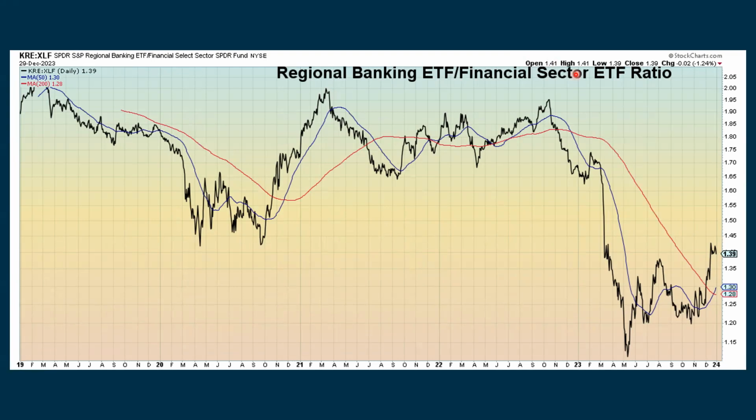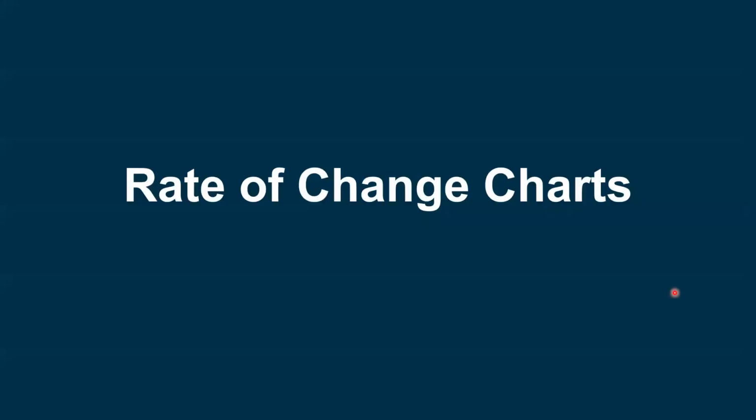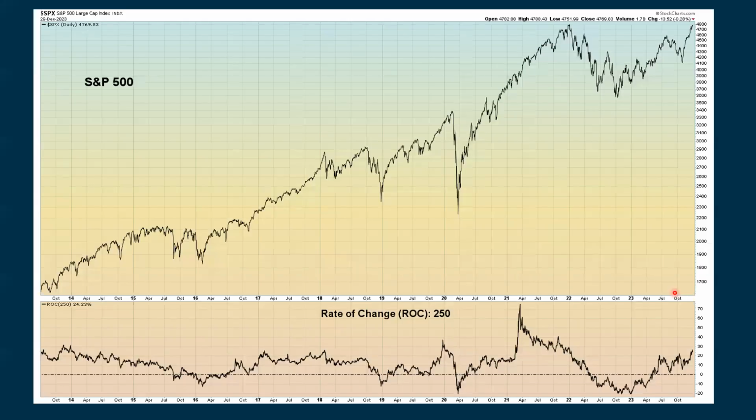So the financial sector has been showing improvement, and the regional banking ETF inside the financial sector is also showing some improvement now, after it had been weak for most of 2023. Some rate of change charts, I use these just for information. This plots last Friday's close, the last trading day of the year, and then goes back 250 trading periods before that. And when this is going up, we tend to be positive.